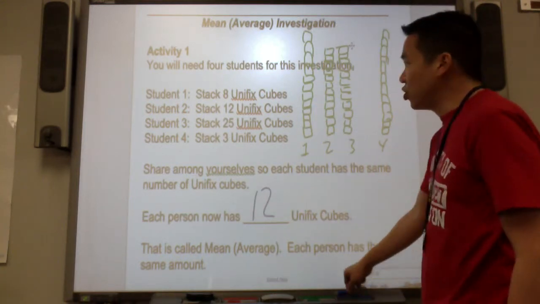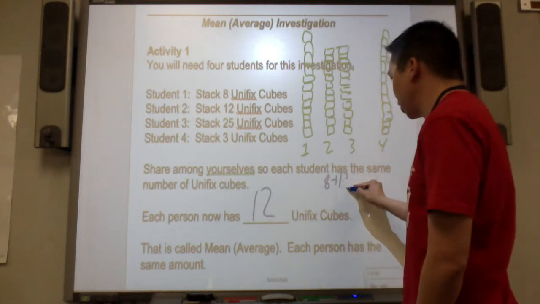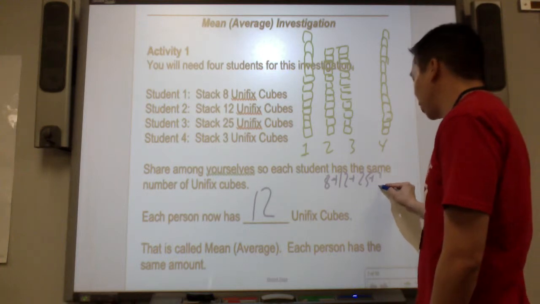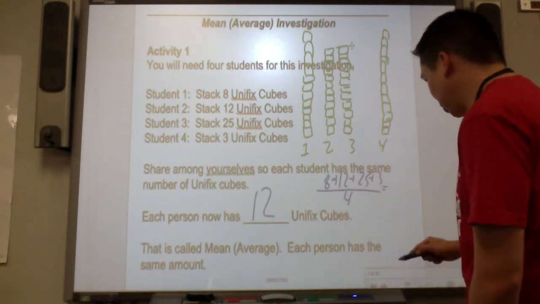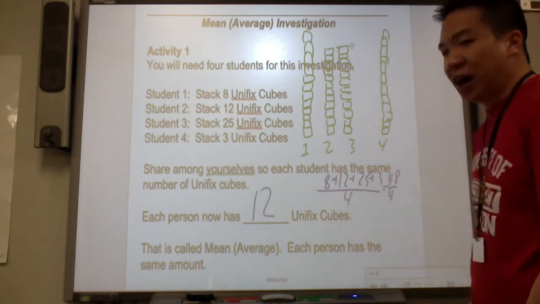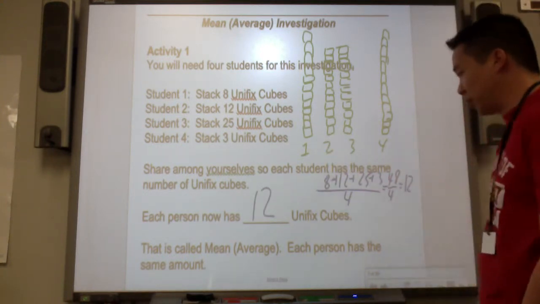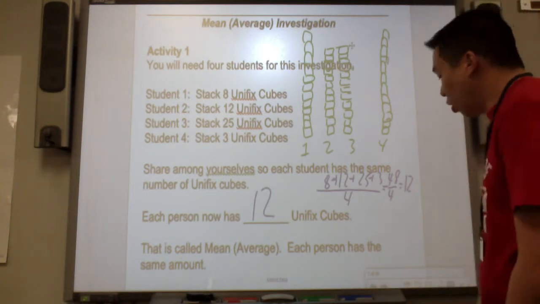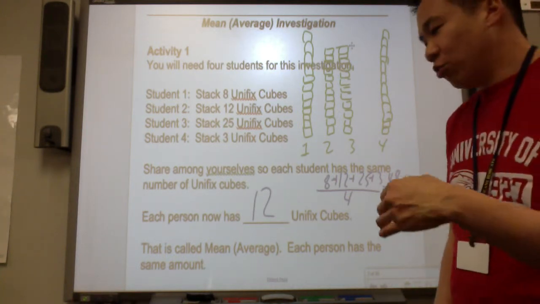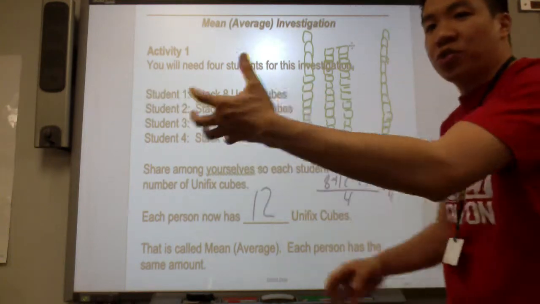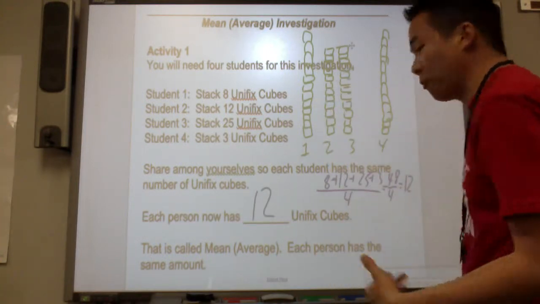So let's look at this one. Student 1 had 8 unifix cubes, student 2 had 12, student 3 has 25, student 4 has 3. If I add up all of those unifix cubes, it adds up to 48. And I divide it among how many students? 4. 48 divided by 4 is 12. So the average or mean means each person will now get 12 unifix cubes. So you're sharing it, so one person doesn't get too many, one person doesn't get too little. That's the average. The average person will get 12. So what is the average amount or mean?